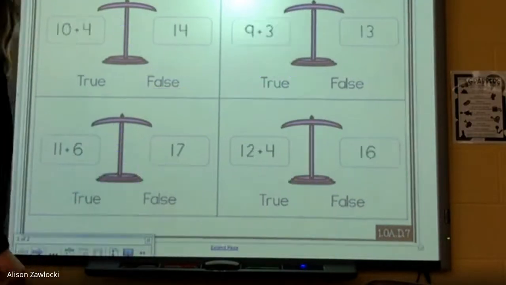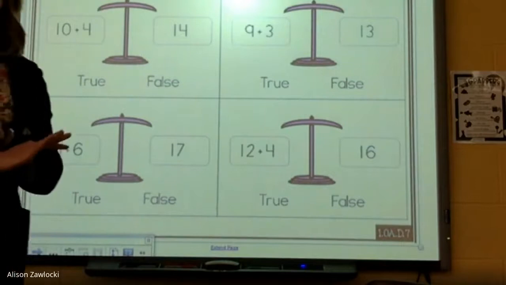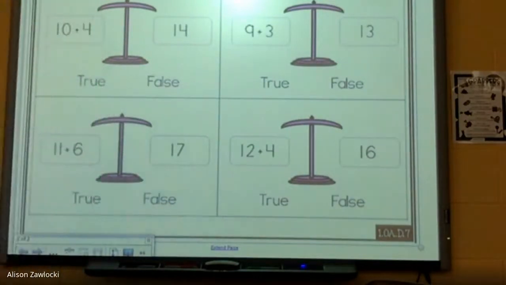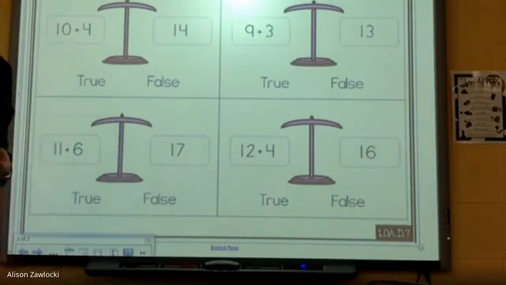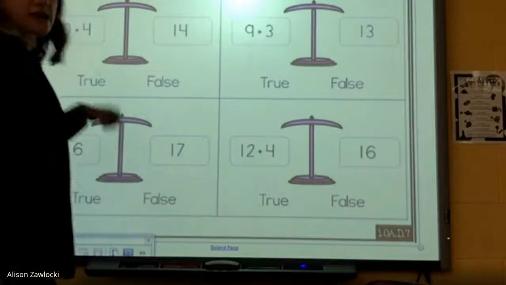Now, let's try our second page. I am going to do this the way you would do on Seesaw. So I'm just going to use my counters. I could use my number line. I could count on. I could do any of my strategies. I'm going to count on for this one.